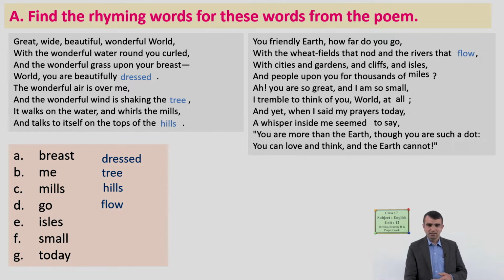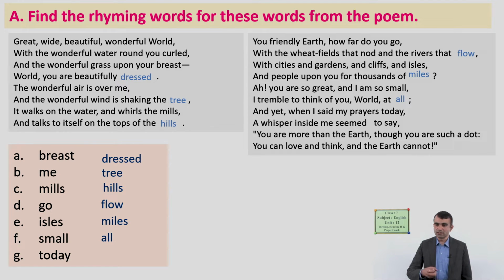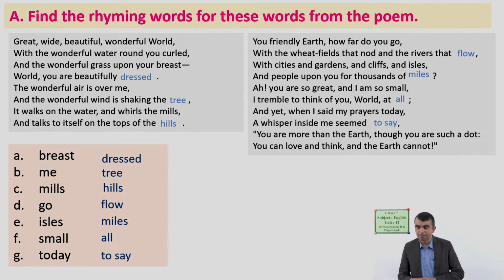Next, miles. What is the rhyming word? That is miles. Okay, you can write miles. Next one, small. Well, the rhyming word is all. You can write all. Finally, today. What is the rhyming word that comes with today? That is to say. Very good. Now, let's go to another. You did very well for this.